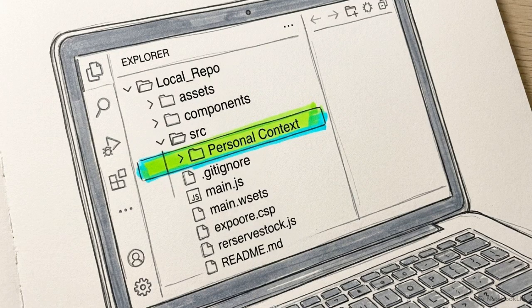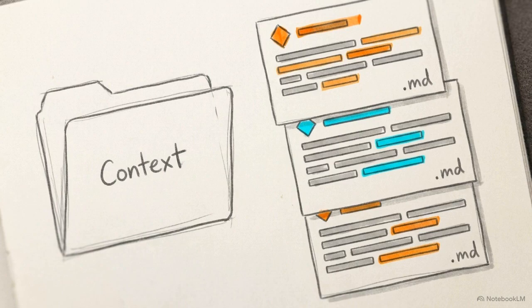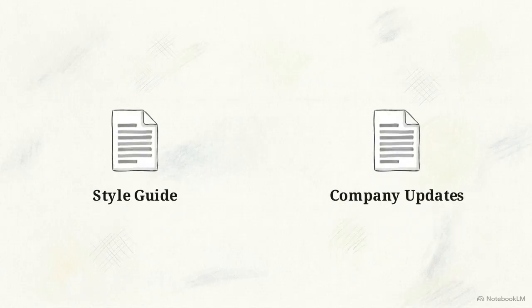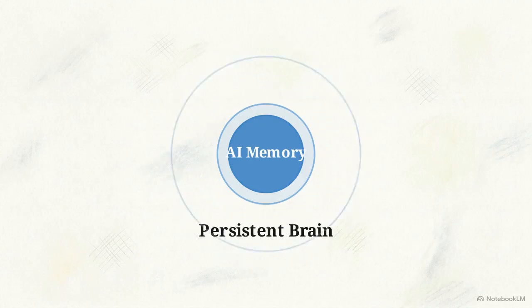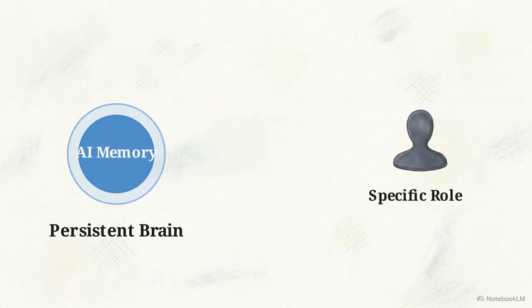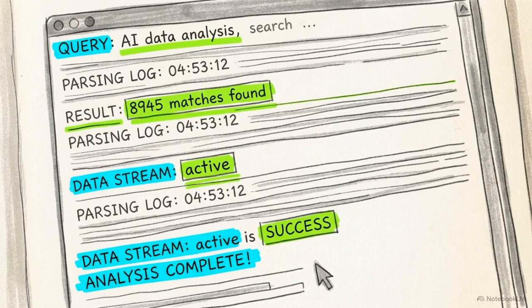To give this agent long-term memory, you migrate your personal context into local Markdown files within your repository. You create separate files for your communication style guide and a log of recent company updates. This structured local context acts as a persistent brain. The AI references these files to ensure every response is tailored to your specific role. You can use this for high-speed research.